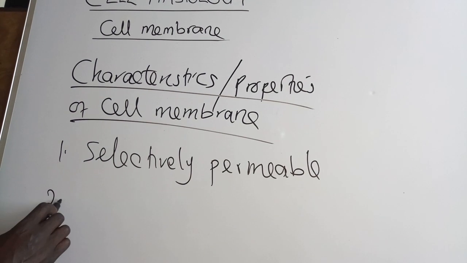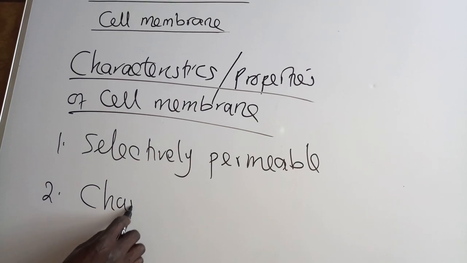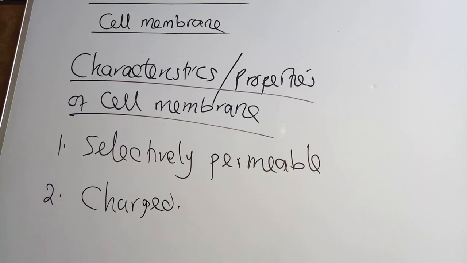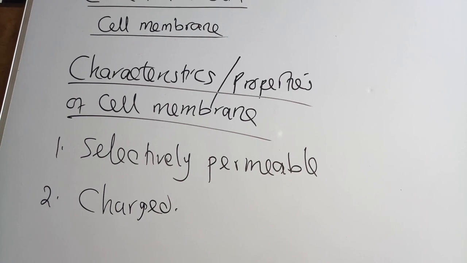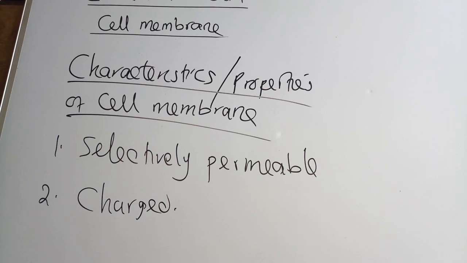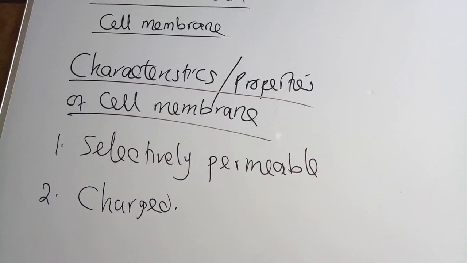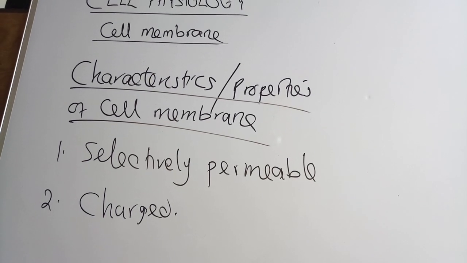Two, the cell membrane is charged. The inner part of the cell membrane is negatively charged, while the outer part is positively charged. The charged nature of a cell membrane enables substances to pass through it at a faster rate.